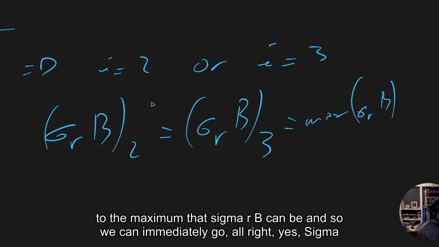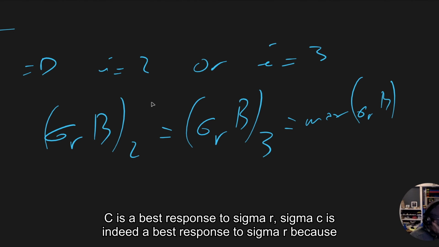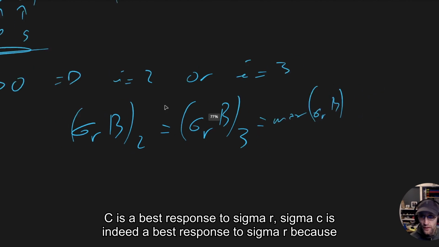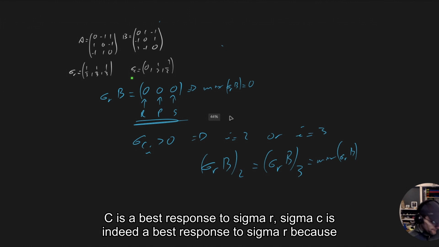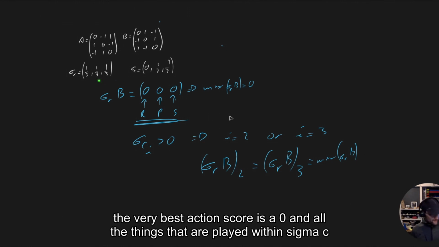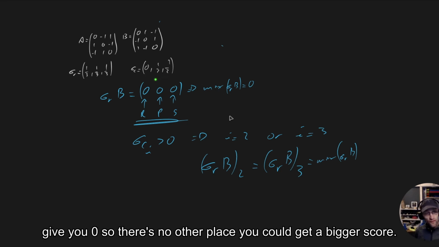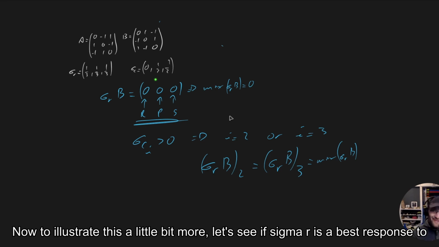And so we can immediately go, all right, yes, sigma c is a best response to sigma r. Sigma c is indeed a best response to sigma r, because the very best action score is a 0, and all the things that are played within sigma c give you 0, so there's no other place you could get a bigger score.